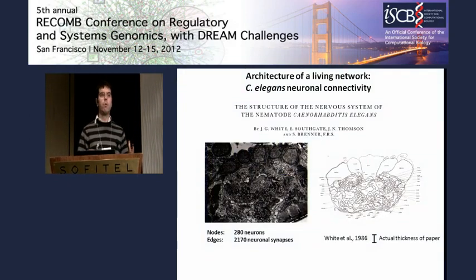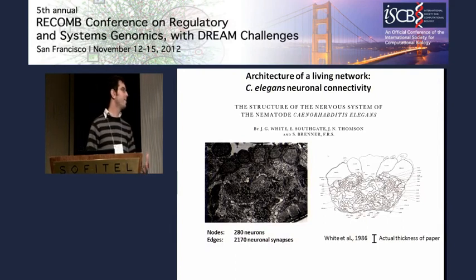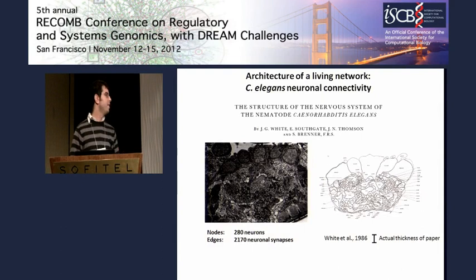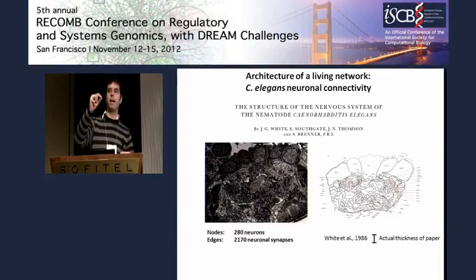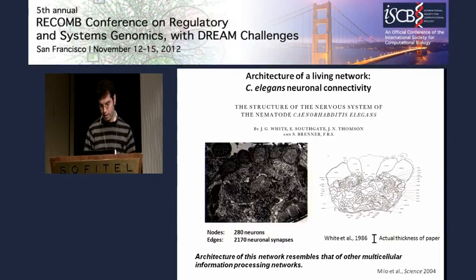So in terms of multicellular networks, there's really only one gold standard that exists. And this is the neuronal synaptic connection network that was produced by Sydney Brenner in the 1980s. It's a beautiful paper of electron micrographs after electron micrographs, really marking the individual synaptic connections within the brain. And what was noticed in 2004 by Uri Alon's group was that this network has a very characteristic architecture which resembles other information processing networks within biology.